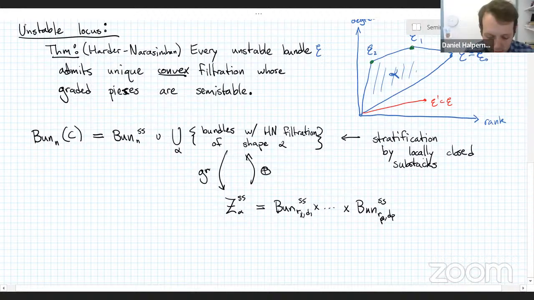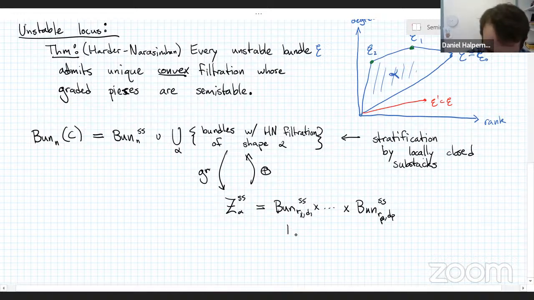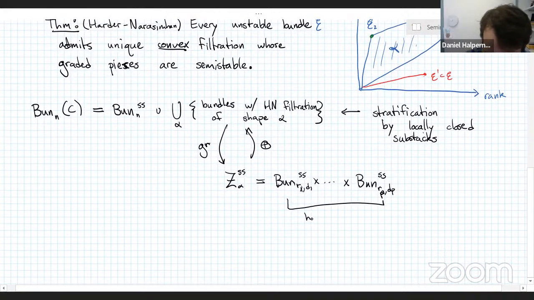So these unstable strata fiber over, and in fact deformation retract onto their centers, which is just remembering the associated graded pieces of the Harder-Narasimhan filtration. And the reason that's interesting is that the associated graded pieces of the Harder-Narasimhan filtration are, by definition, semistable. So you can think of this as also classified by a point in an algebraic stack that has a good moduli space, a projective good moduli space.